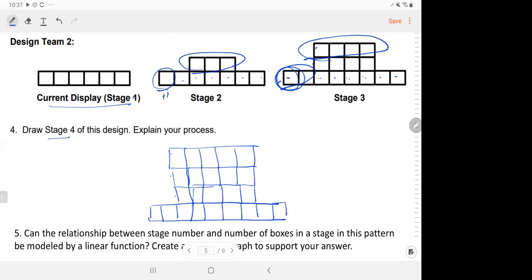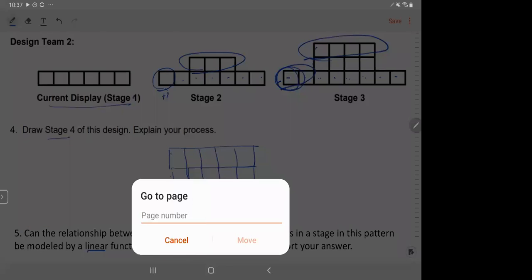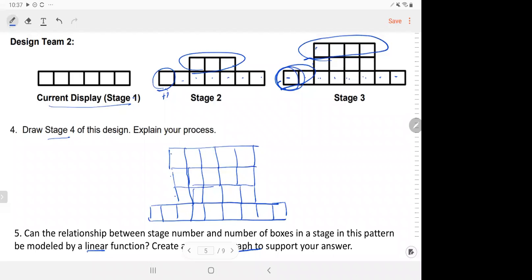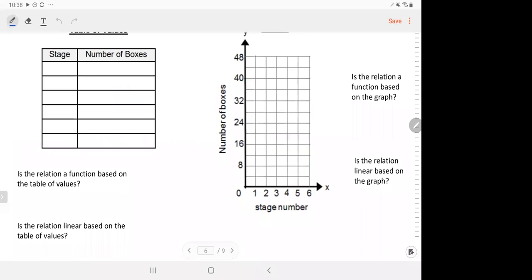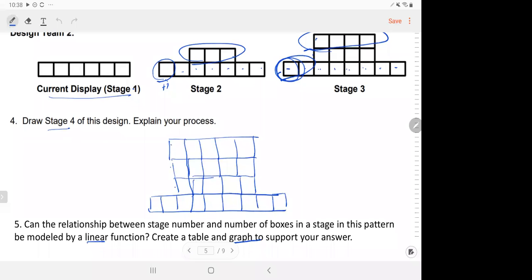Can the relationship between stage number and number of boxes in a stage in this pattern be modeled by a linear function? Create a table and graph to support your answer. Okay, so for a table, in the next slide, it's going to ask us stage number and number of boxes. So for stage 1, I have 6 boxes. For stage 2, I have 6, 7, 8, 9, 10 boxes.